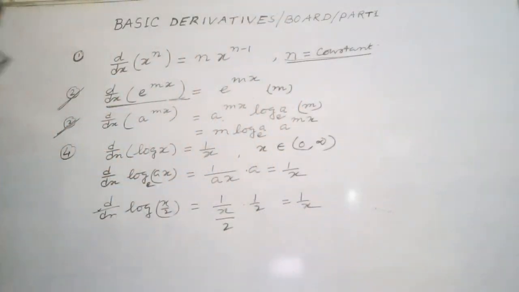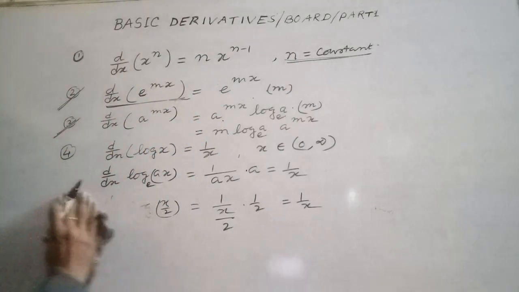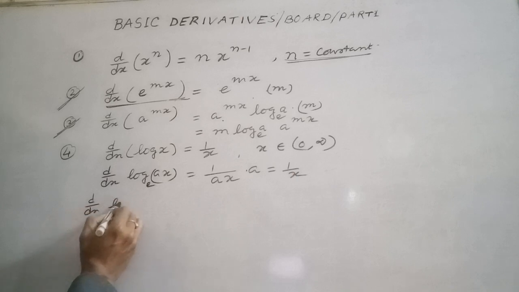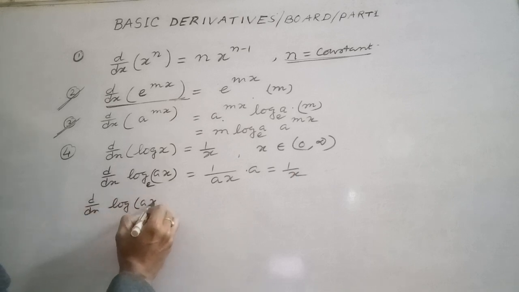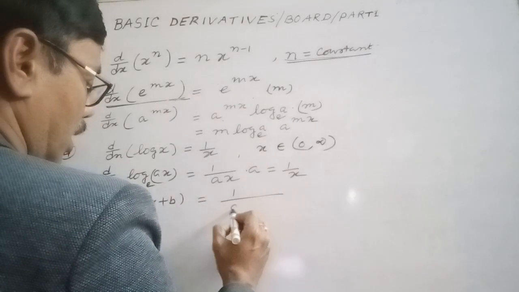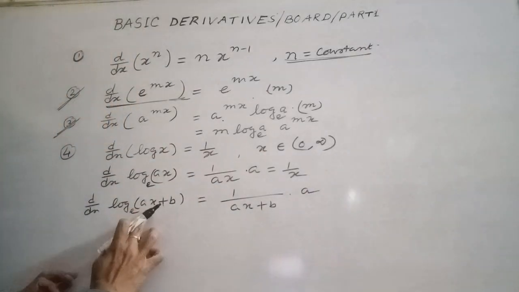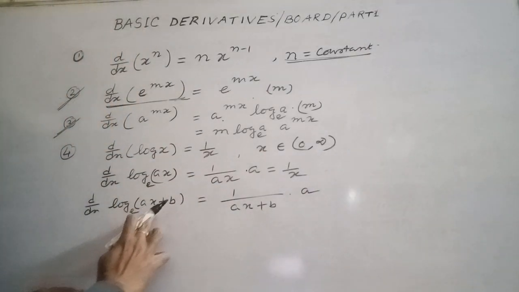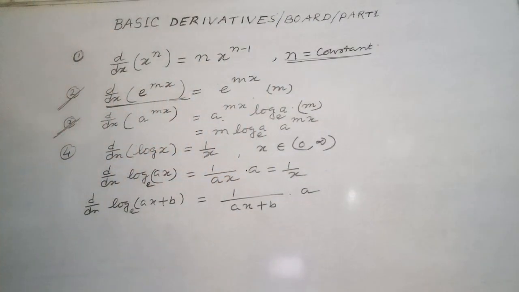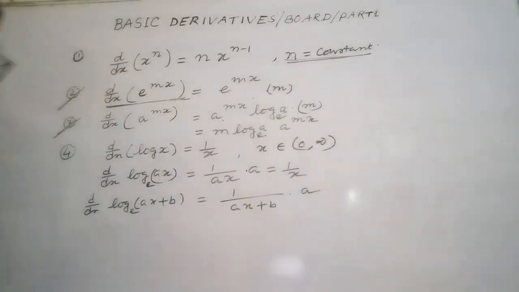And in general, d/dx of log (ax plus b), base e, is 1 by (ax plus b) into coefficient of x. If it is x plus constant, then it is not 1 by x plus b, it is 1 by x plus b into a.